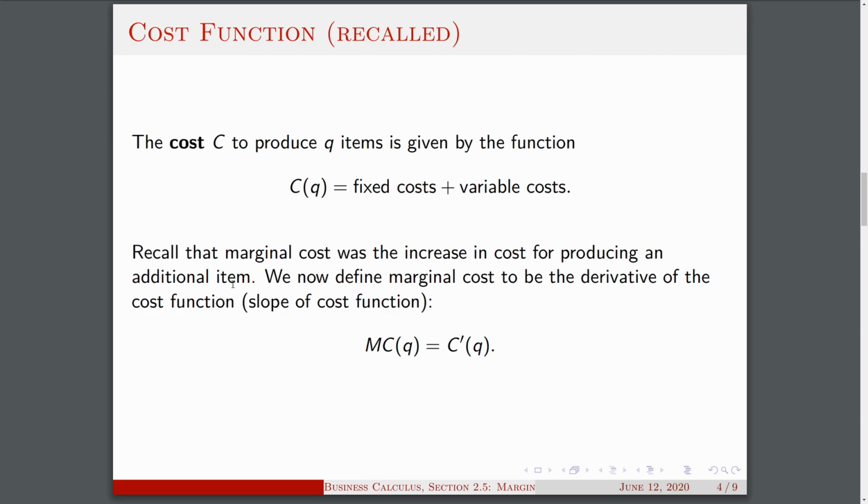And we also talked about the cost function. We talked about there are two parts of the cost function, the fixed costs and the variable costs. And so now we'll just define the marginal cost to be the derivative of the cost function, which is how much the cost will increase as we increase production. Okay, same thing as revenue, just for cost.